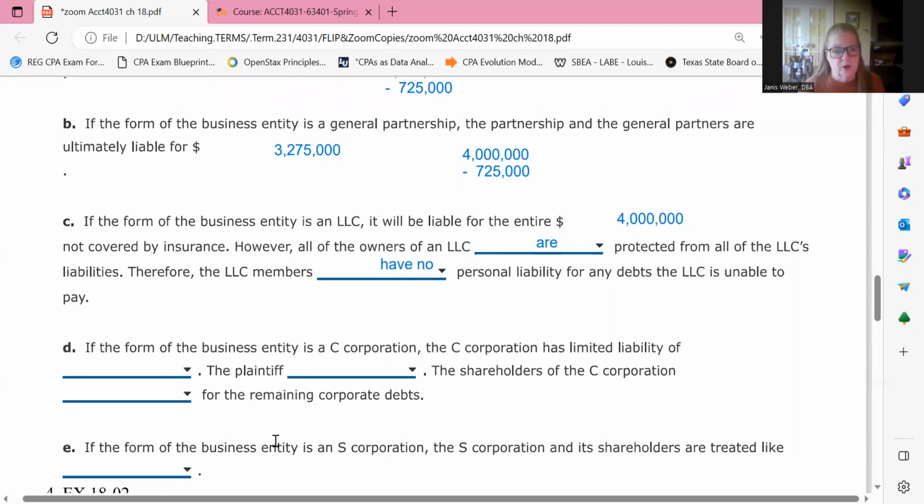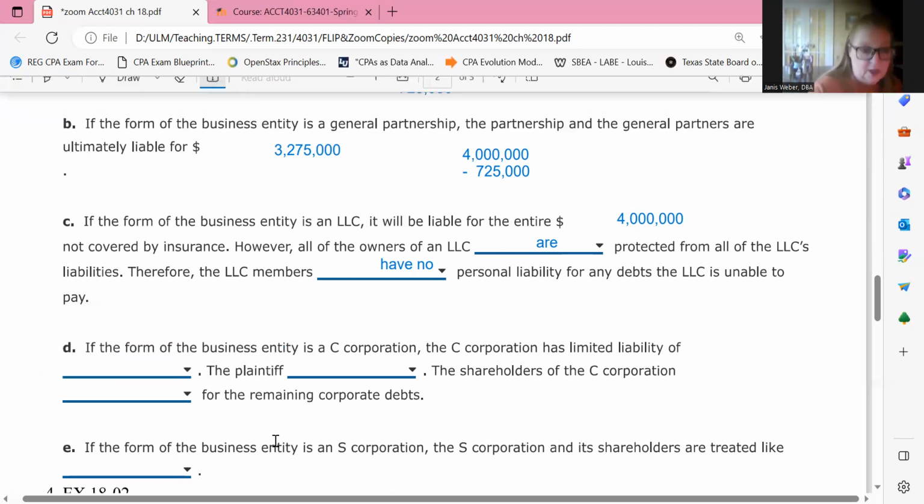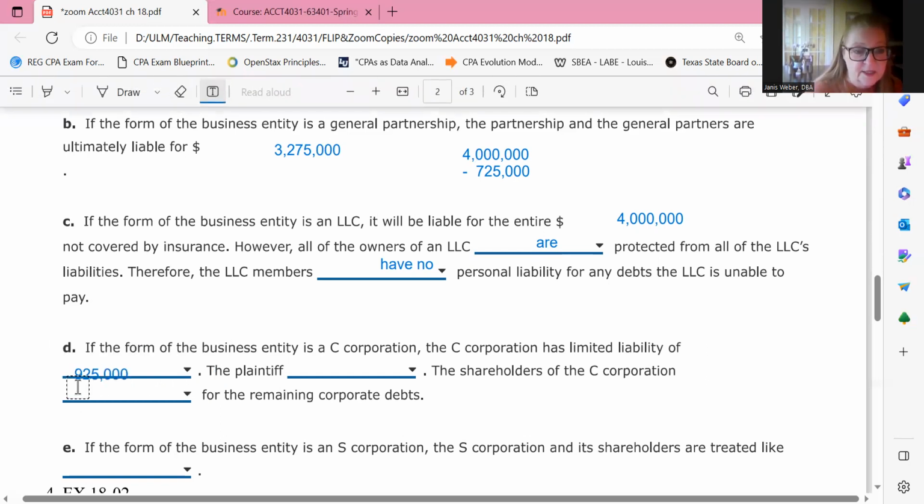All right. Now the next one, the C corporation. This is where the beauty of the C corporation comes in. If the form of the business entity is a C corporation, the C corporation has limited liability of their assets. Let me get in just the right place. 925. Oh, sorry. I should have said the total assets that they own. It's limited to their assets.